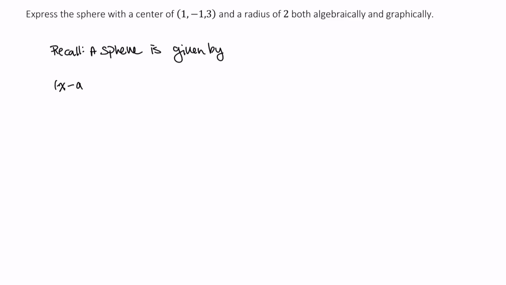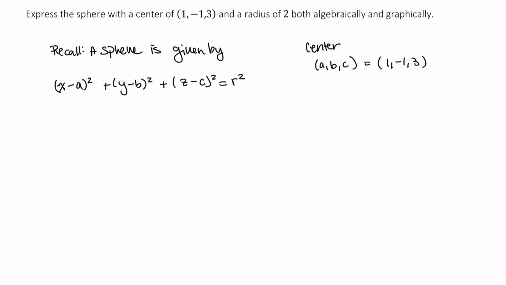(x - a)² + (y - b)² + (z - c)² = r². And in our case, the center of any sphere is given by (a, b, c), and we're told that our center is at (1, -1, 3). So clearly a equals 1, b equals -1, c equals 3.